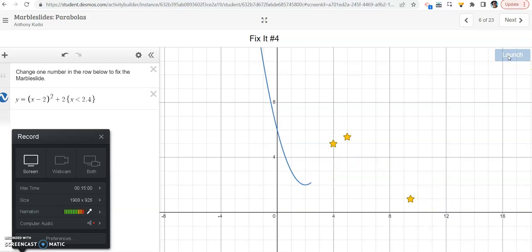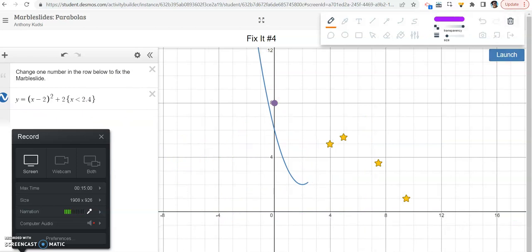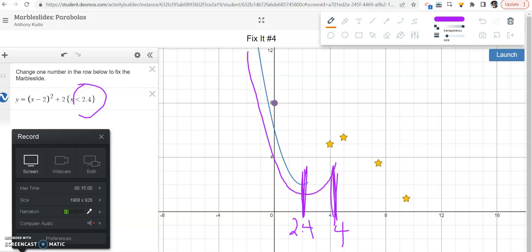Okay, so it's going too fast. So logically, I have to think about this. I want this thing to extend a little bit more. Instead of ending the graph there, I want to end it right around here, around 4 probably. So instead of ending at 2.4, I want to end it at 4. So I got to change that number right there. Let's see if that does it for us.